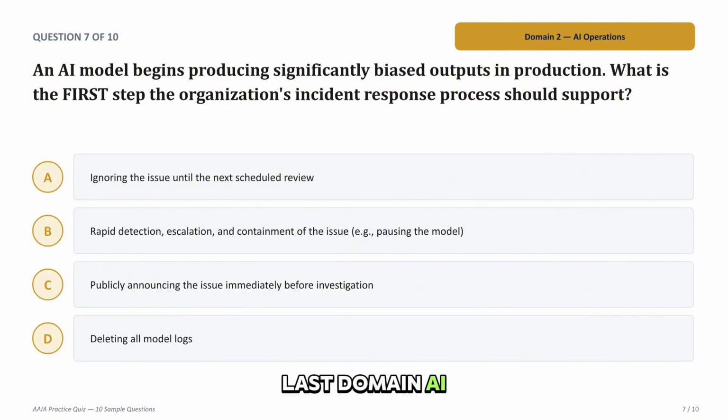Last domain, AI auditing tools and techniques. Smaller weight, 21%, but still enough to matter.